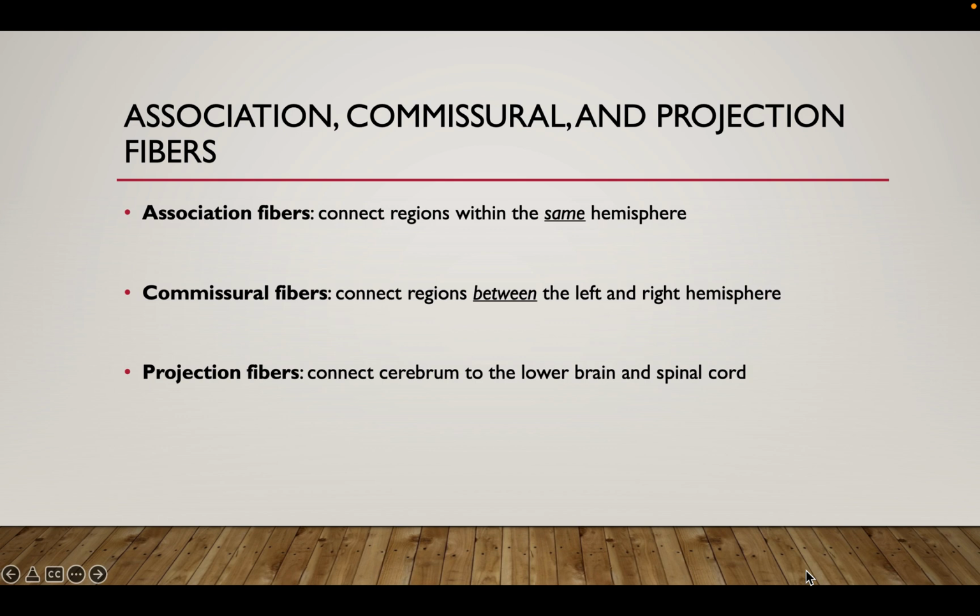That we will take a look at. We have association fibers, commissural fibers, and projection fibers. I will show you a picture of these, and it'll make a little bit more sense when I show you the picture. So association fibers are those that connect areas that are associated with each other within the same cerebral hemisphere. So both in the left, both in the right.